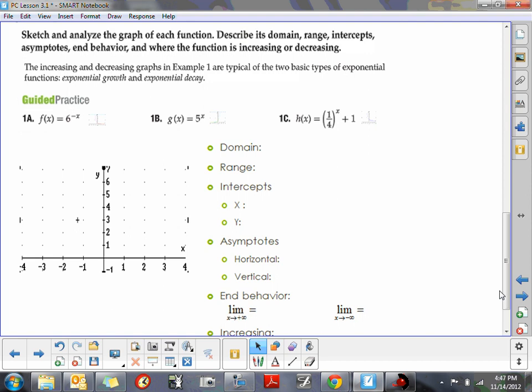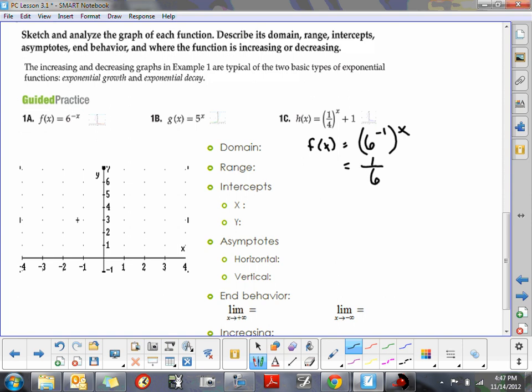So in our first example, how do we graph an exponential equation that has f of x equals 6 to the negative x? Well, the first thing I'm thinking of, there are two different ways that you can process information, and that is I could rewrite f of x in another form or fashion. I could write it as 6 raised to the negative 1, then raised to the x, which means it's 1 over 6 raised to the x.